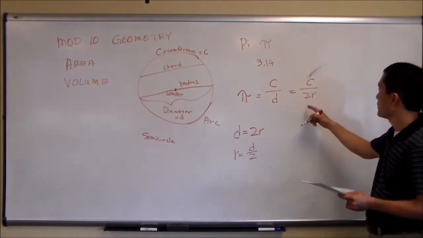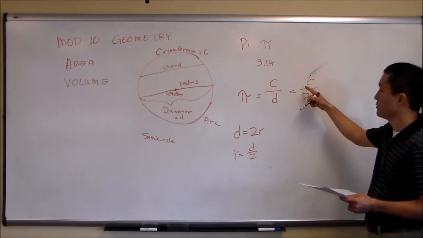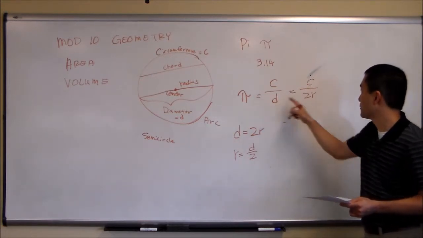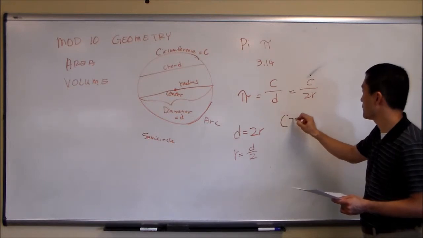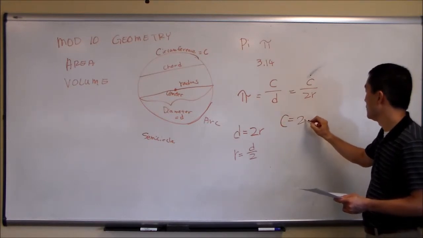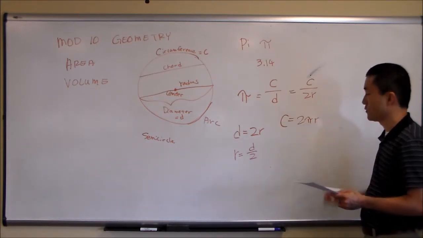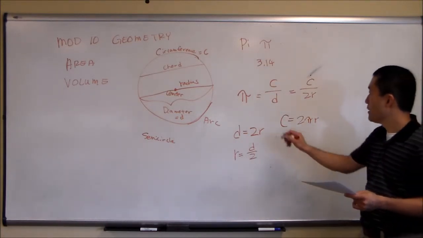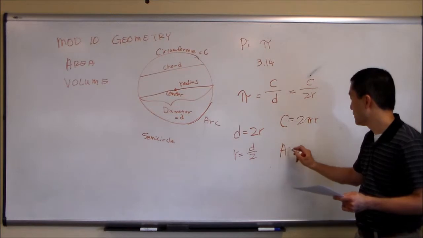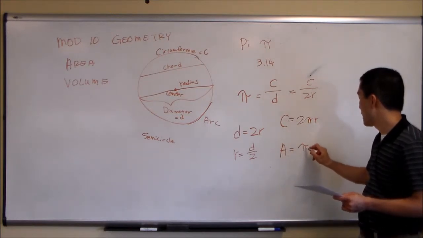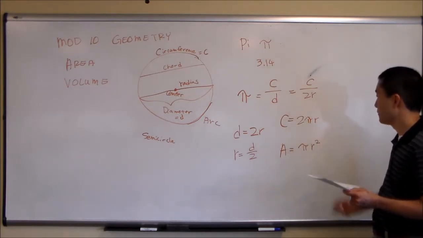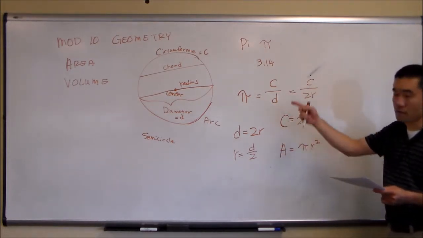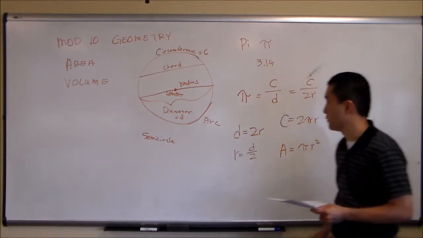So using this, I'm going to tell you the formula for the circumference. So multiply both sides by 2r. So basically the circumference is 2 pi radius. Okay. The area of the circle is pi radius squared. Now you know the formulas. Let's use these to figure out some circle properties.